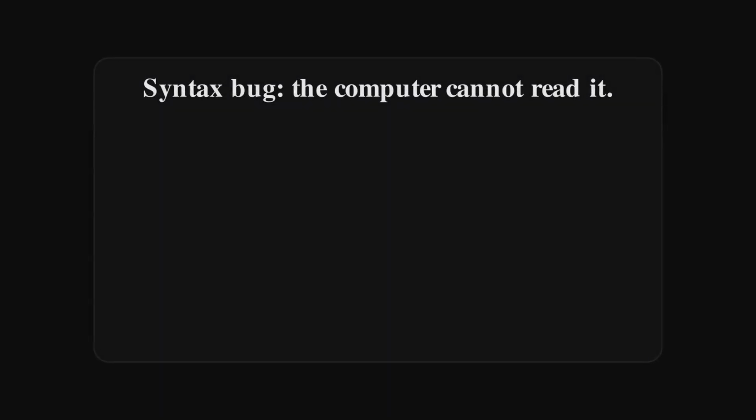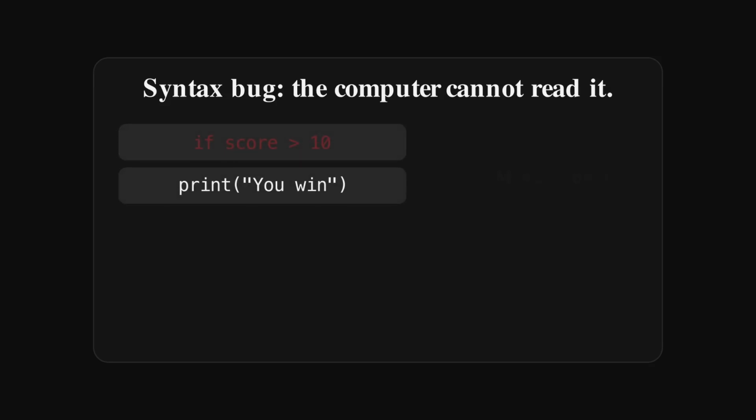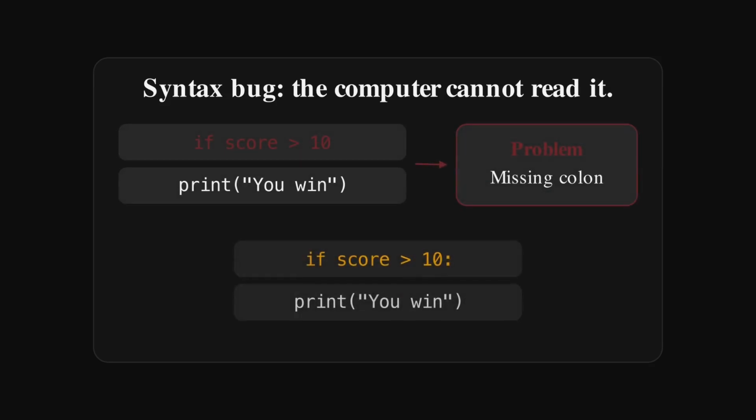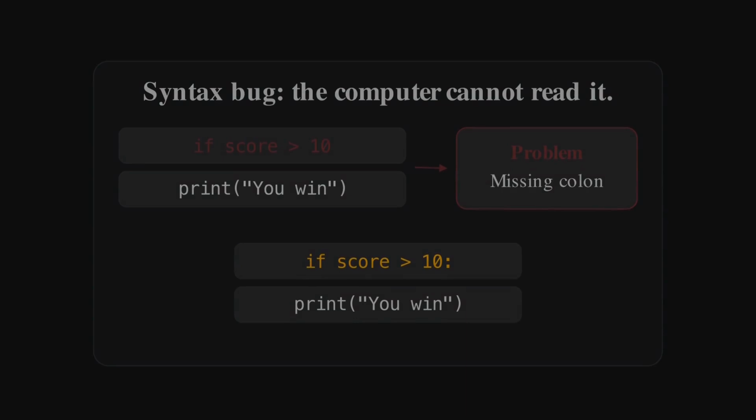A syntax bug is like a grammar mistake in code. Here, the if statement is missing a colon. The computer does not understand the instruction properly. Once we add the colon, the code becomes readable. Syntax bugs are often fixed by checking spelling, punctuation, brackets, indentation, and symbols.